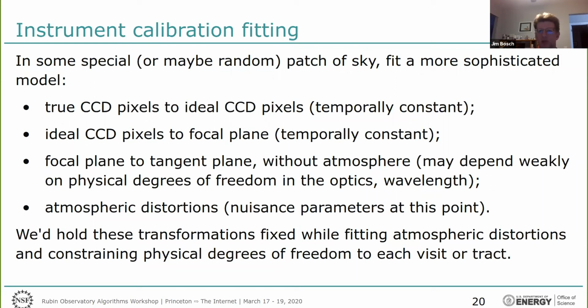This is something that is not totally constant, but varies very slowly, or varies in ways that are associated with the physical degrees of freedom of the optics. And it may be a little bit wavelength dependent. And then of course there's the atmospheric distortions, which I think are nuisance parameters at this point. We'd like to hold these transformations fixed and then just fit the atmospheric distortions and the physical degrees of freedom to each visit or tract.